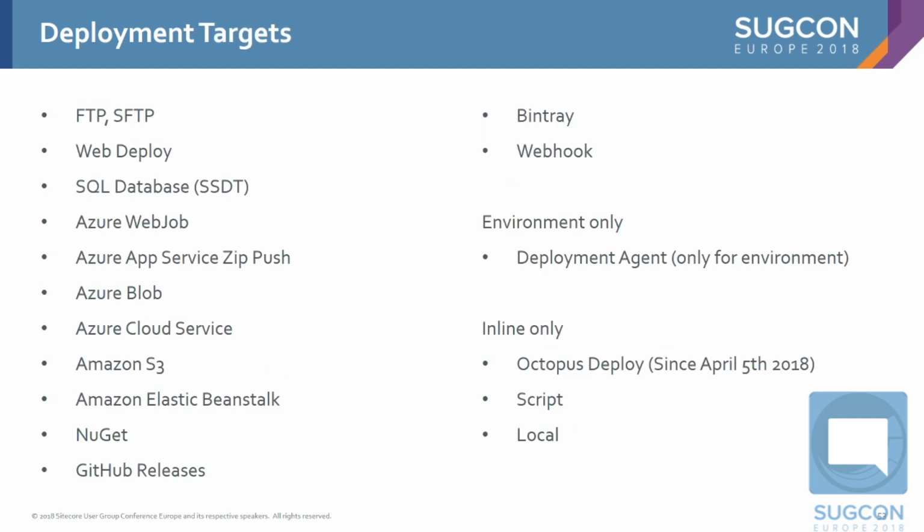To where you can deploy, it's up to you, it's your imagination. You can deploy to all those Azure and Amazon services. You can deploy directly to GitHub releases and so on. As I mentioned, in an environment deployment, you can use the agent, and inline you can use a local script. And now Octopus Deploy, for a few weeks, supports that tool as well. So that's for those of you who already use it.